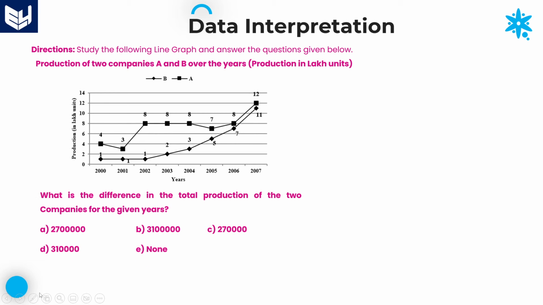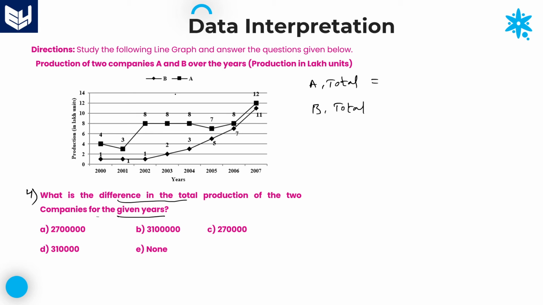Fourth question. What is the difference in the total production of two companies for the given years? Here we need to calculate the difference in the total production. First of all, I will take A total, and after that B total, and then we can calculate the difference between those two.